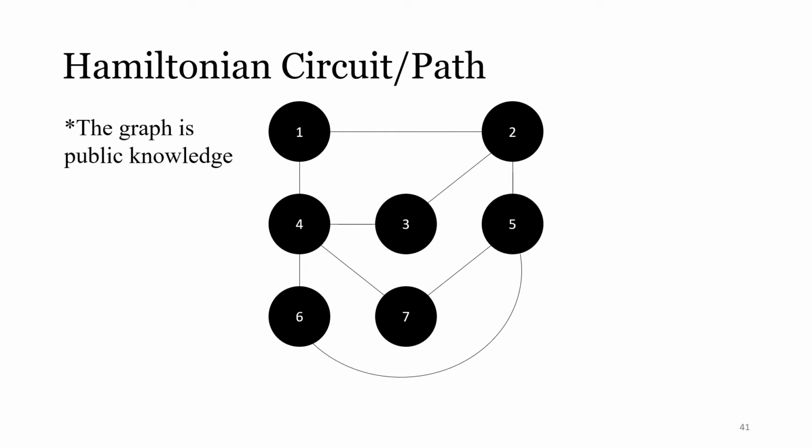So let's talk about the zero-knowledge proof around this. To start out, this graph is shared. Anyone can look at it. After all, the circuit or the path isn't visible just by looking at it. The knowledge of the path is the secret that we're trying to keep. And we keep that private.